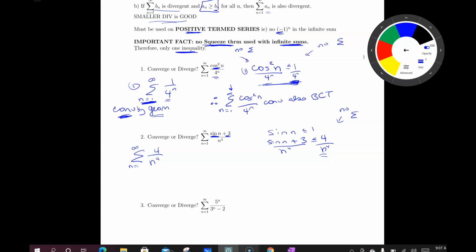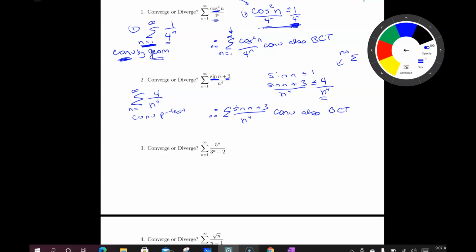So what does this do? Well, this converges by p-test. Oops, sorry, got messy there. This converges by p-test because I can see that p is bigger than 1. So what do I get as a conclusion? It's the larger, so the larger converging is good. So that must mean the smaller converges also by basic comparison test.